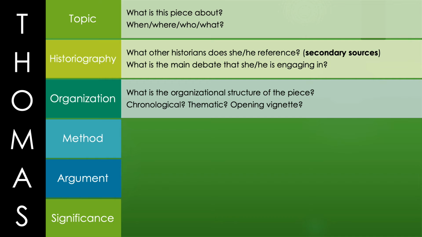Third is the organization. This is a simple one. It's precisely what we just talked about with the anatomy of the article. Is the article organized chronologically? Great. Make a note of that. Is it thematic? Great. Make a note of that. What are the main sections? What do they correspond to? This is what you put in the organization section of your T.H.O.M.A.S analysis.